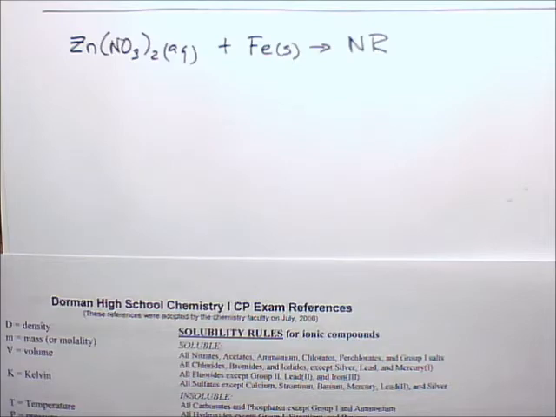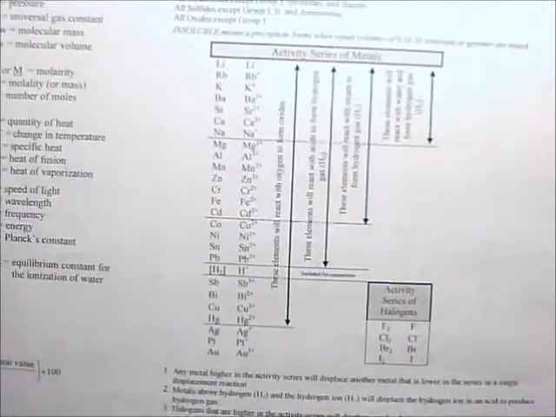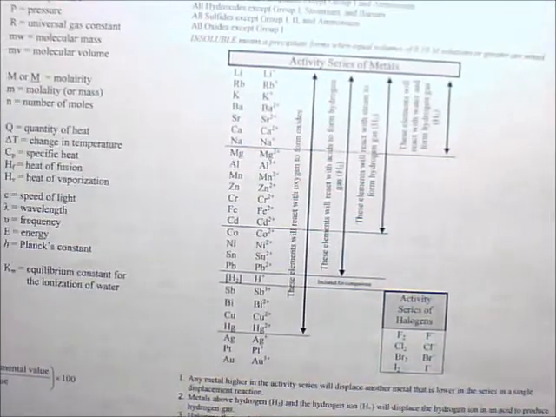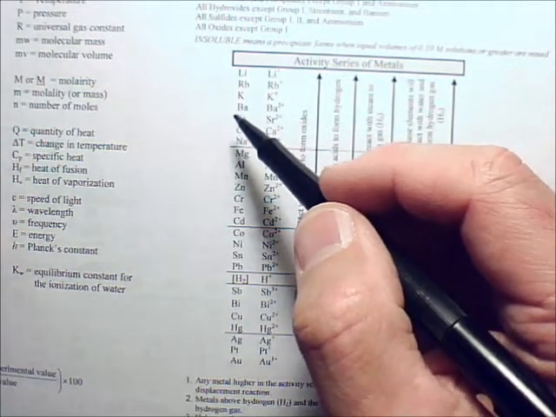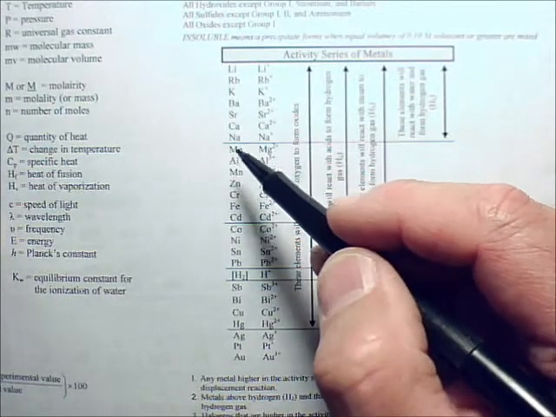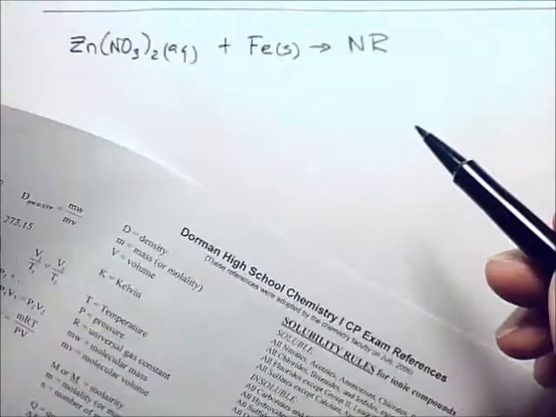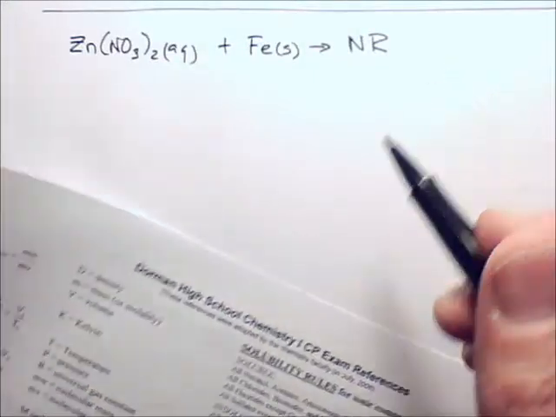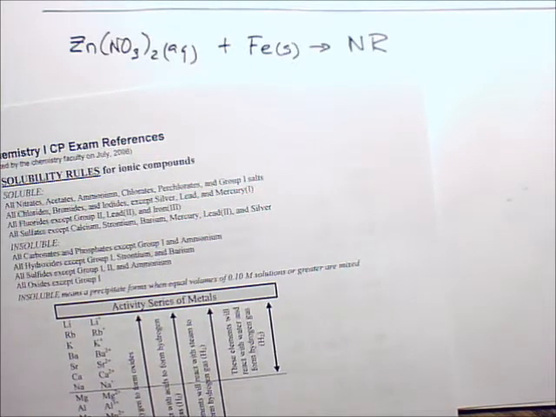For single replacement reactions, if there is no driving force, there's no reaction. If the metal by itself in the equation is not higher on the activity series than the metal in the compound or the hydrogen, then there's no reaction. Nothing happens. You never have to write what you think will form. You just have to say reaction or no reaction.